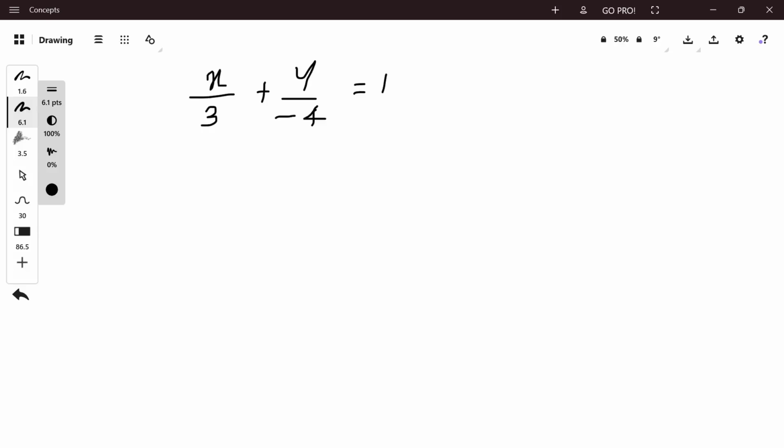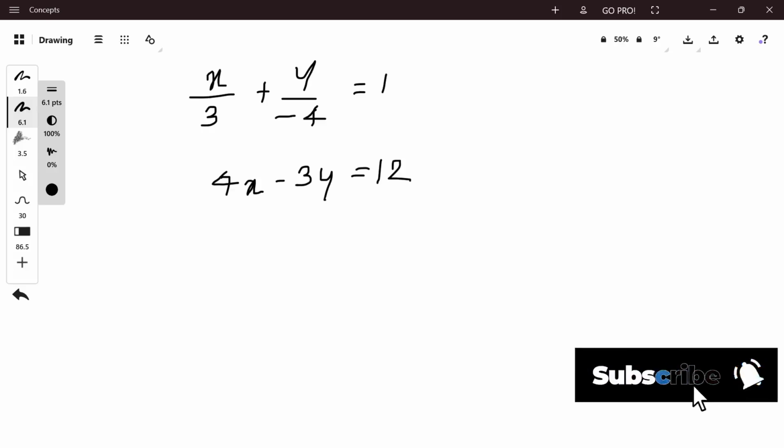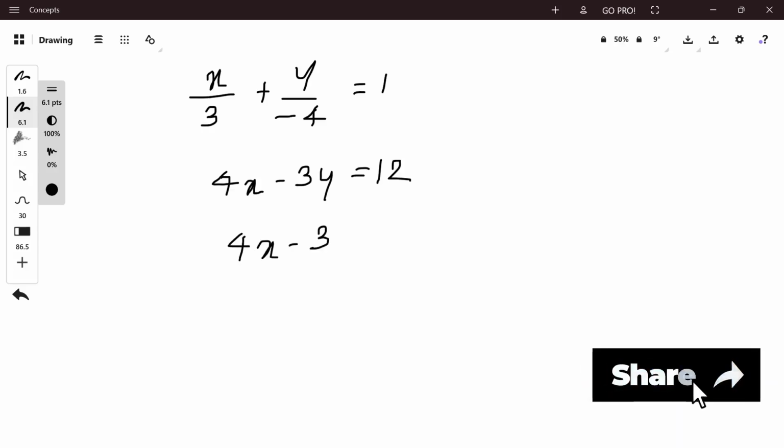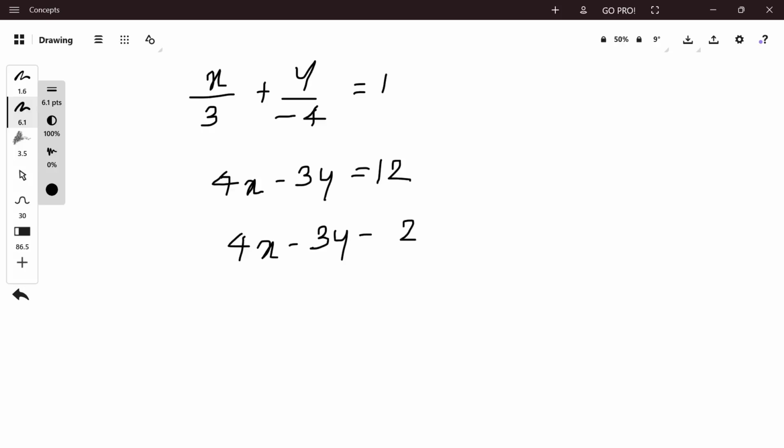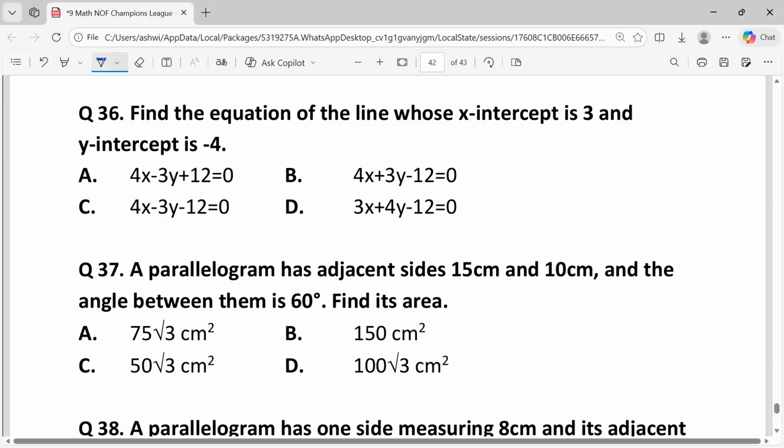That is 4x minus 3y is equal to 12. Rearranging the equation into general form of ax plus by plus c is equal to 0, that is 4x minus 3y minus 12 is equal to 0. Comparing with the given options, the answer is C.